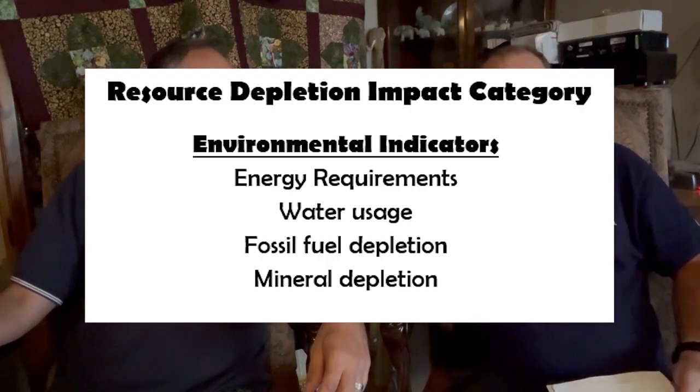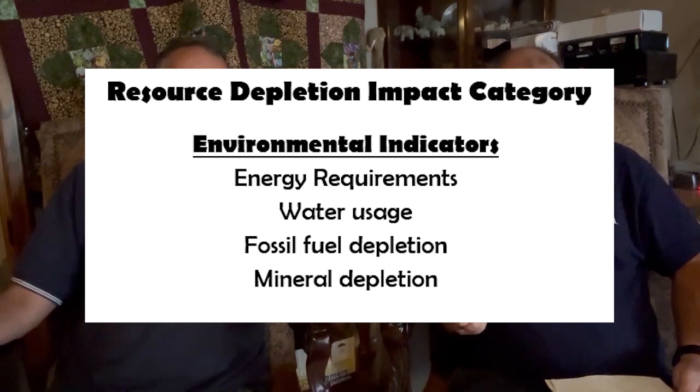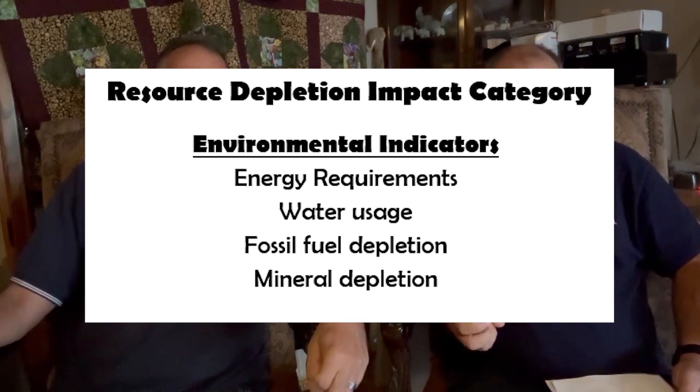You can also have situations where you're looking at resource depletion. So we're talking about energy and water usage. Those will be the indicators: the energy requirements, fossil fuel depletion, and critical minerals depletion. So you have all these indicators in that impact category.